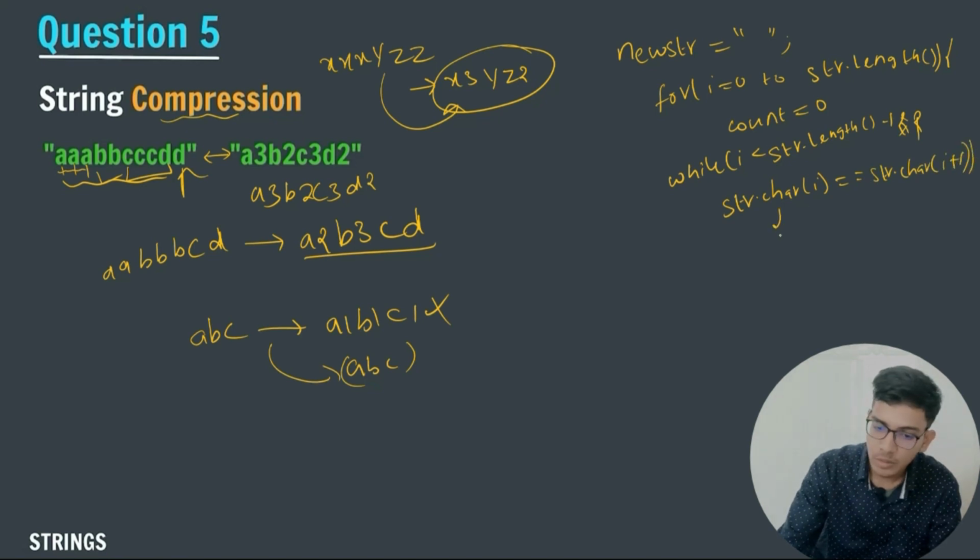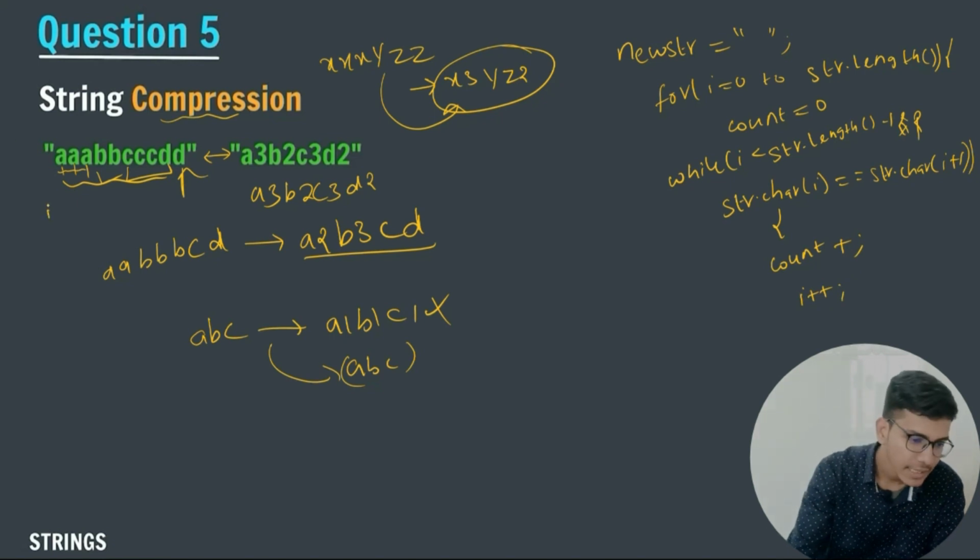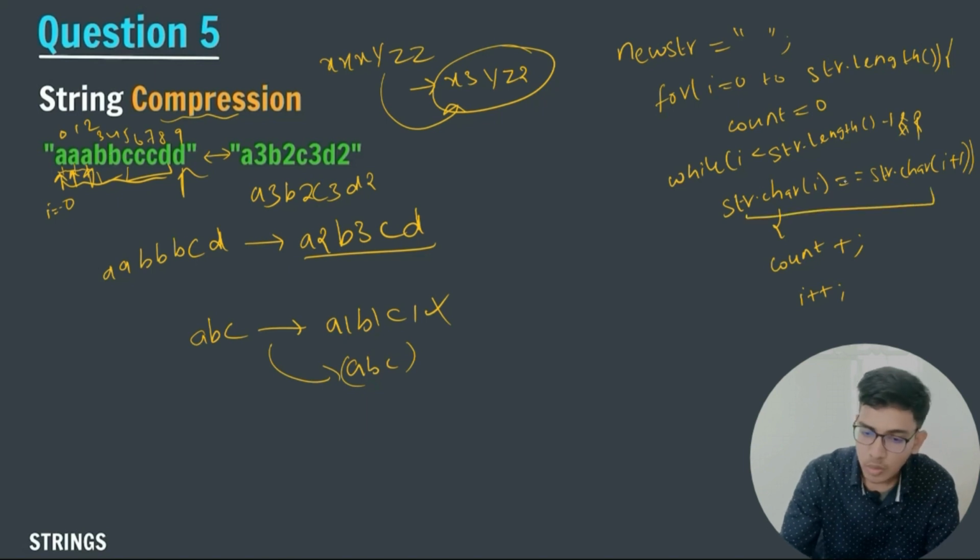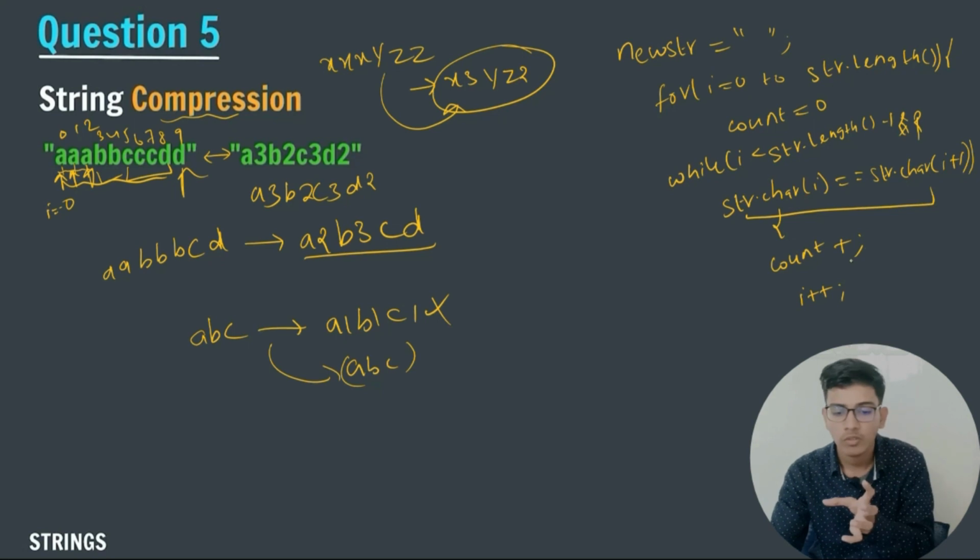if this condition is true, then I will go into the loop, and first of all I will increment the count value. After that, I will increment the value of i plus plus. So here you can see that initially i is equals to 0, that is index 0 1 2, after that 0 1 2 3 4 5 6 7 8 9, right? So I am incrementing i, and incrementing the count as long as this condition is true. If this condition is false, then I will come out of the loop.